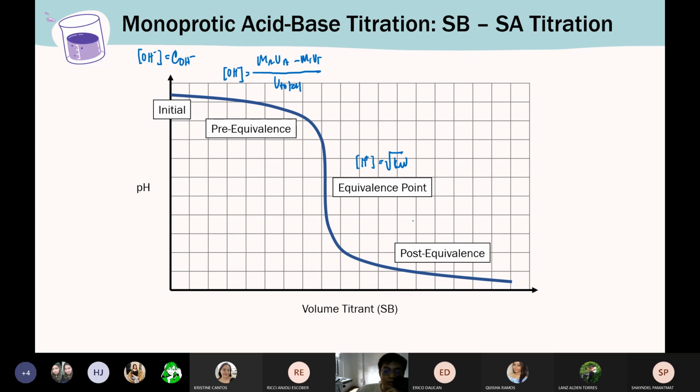And at post-equivalence, you have excess acid. Okay, so your titrant now is the acid. So it's MTVT minus MAVA over V total. Okay. Pareho lang din kanina. Ito lang yung nagkapalit, no? Yung OH, pati itong H plus, kasi your analyte is a base. So, same lang, ha? If you want to take screenshot, please do so. Mamaya mag-answer din tayo ng isang question.